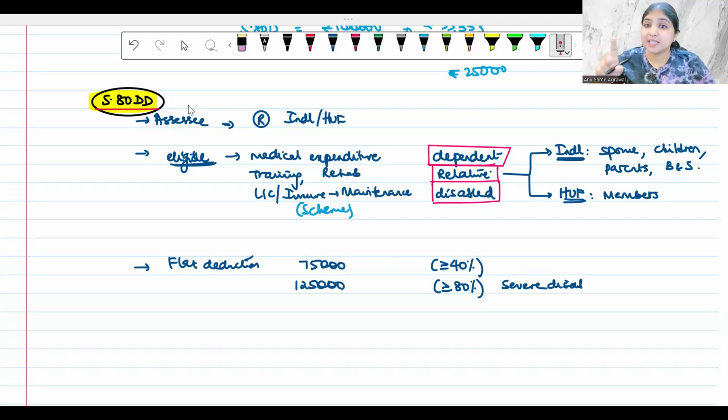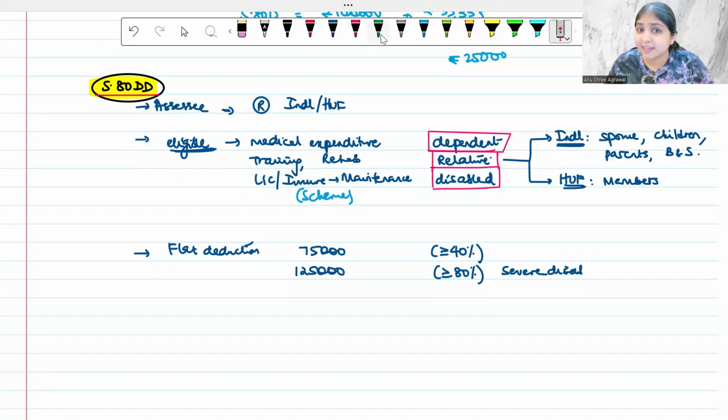Now listen, there is one small catch. There is another section, Section 80U. 80U gives a similar benefit. When the assessee himself is disabled, we give deduction under Section 80U. I'll repeat once again. When does Section 80U come into the picture? 80U comes into the picture when assessee himself is disabled.